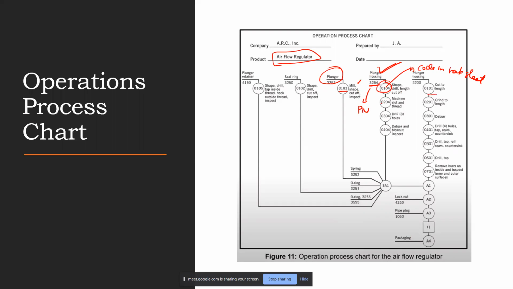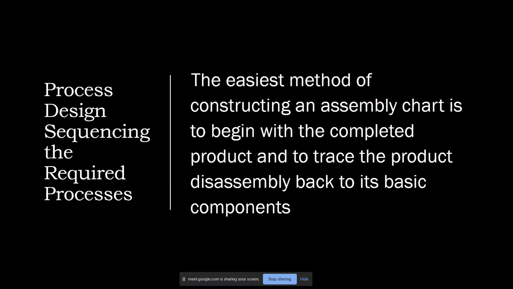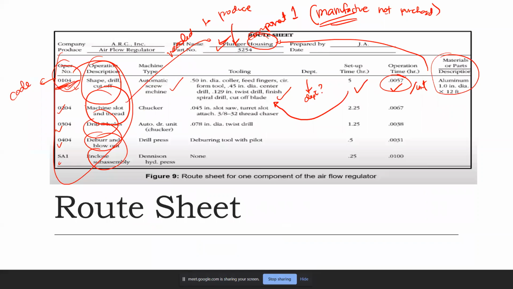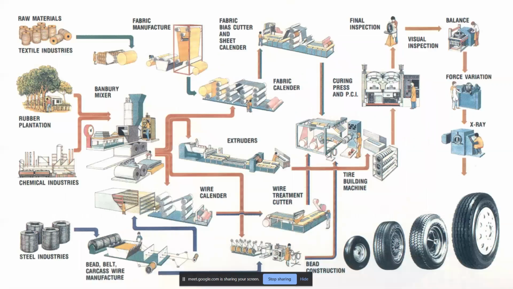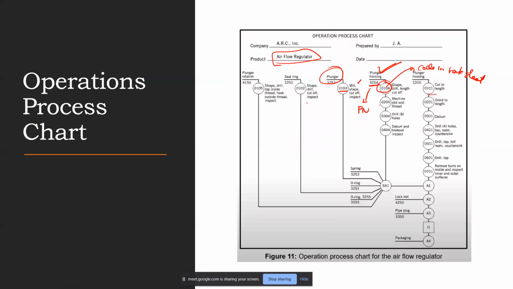Okay? And then, anong sunod na step? 02, 04. Tingnan natin ulit. Ayun, 0204. Then 0304, 0404, then sub-assembly. Okay, tingnan natin. Ayan, 0204, 0304, and then there you have it, the sub-assembly. Okay? So, ganyan po yung ating operations process chart.